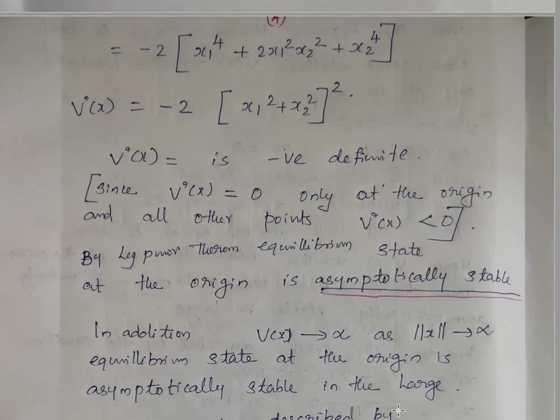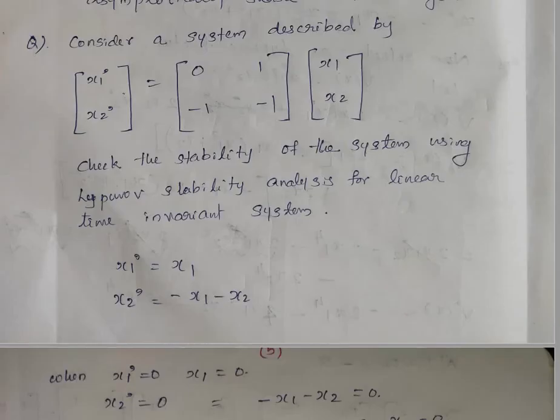So when you get v dash of x as negative definite, you have to additionally check this condition as well. So here, by Lyapunov stability, we are saying that the equilibrium state at the origin is asymptotically stable in the large. Now the next problem.